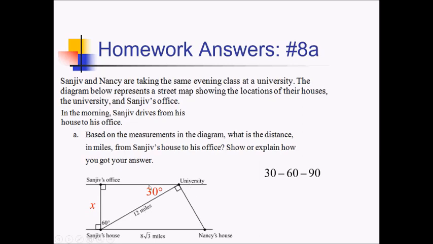So let's label our triangle. We've got the ratio of s, s radical 3, and 2s. So the s side is always across from 30 degrees. That's this x that we're actually looking for.